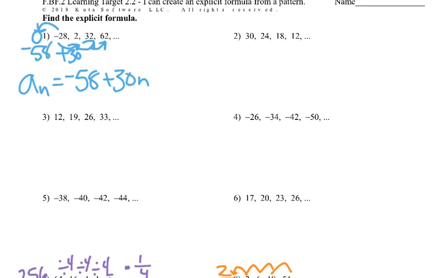All right, so let's take a look at the rest of these arithmetic ones. So again, arithmetic, we look for the pattern. 30 to 24 to 18, we're subtracting by 6 each time. So a sub n equals, going backwards, we'd have to start at 36 to get 30 when we subtract 6. So I start at 36, then I minus 6, and I times that by n.